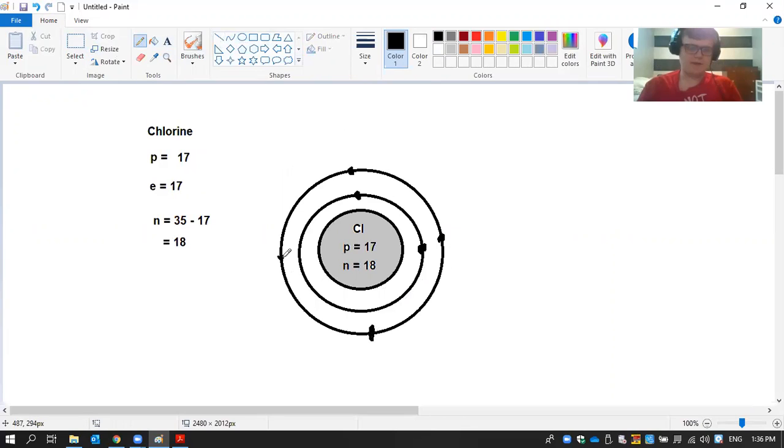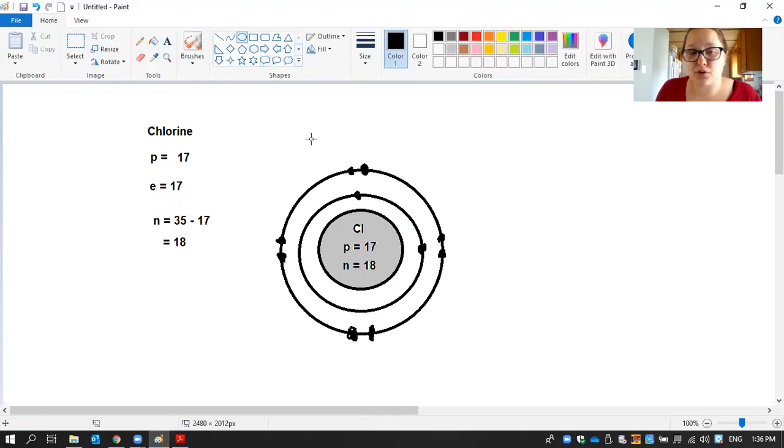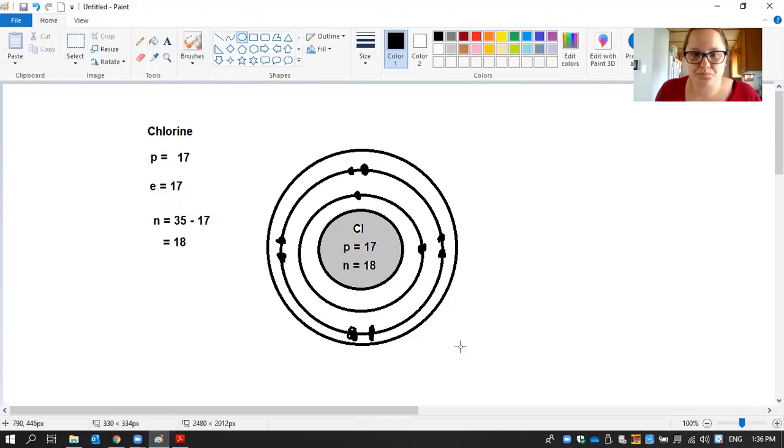5, 6, 7, 8, 9, 10. So that means we need another one, correct? Yeah. Awesome. Okay. And one more here just to fill it up. So yeah, if you're moving to another orbital, you should see that your previous one should be filled up. So in your second one, you're allowed 8, and then the third one, you're allowed 8 as well.